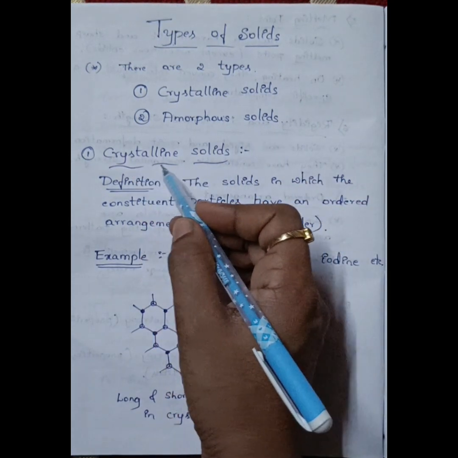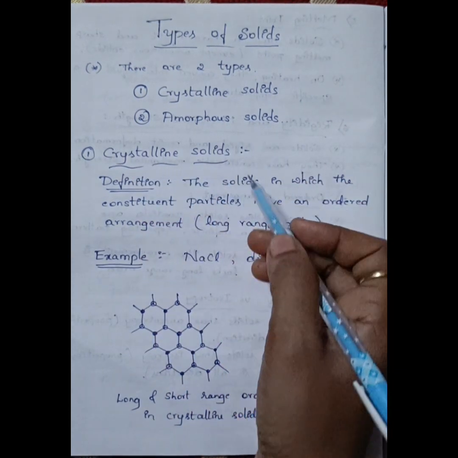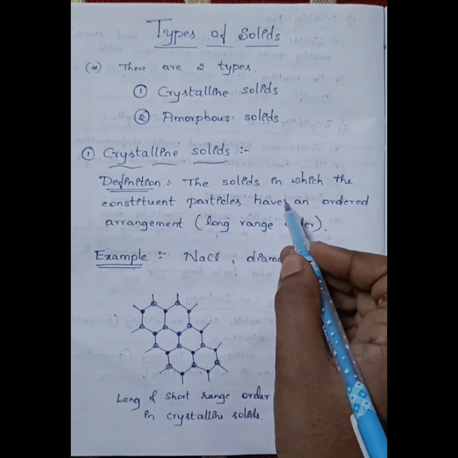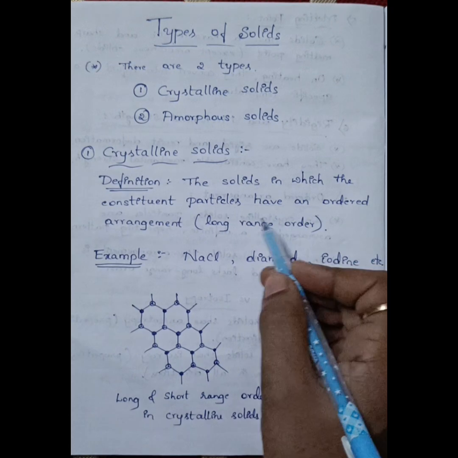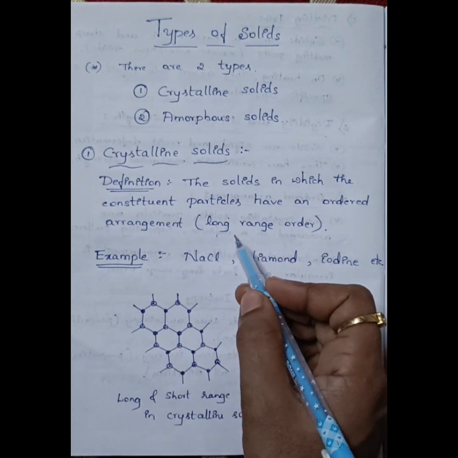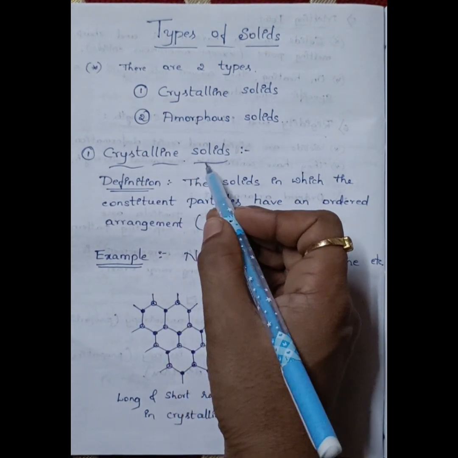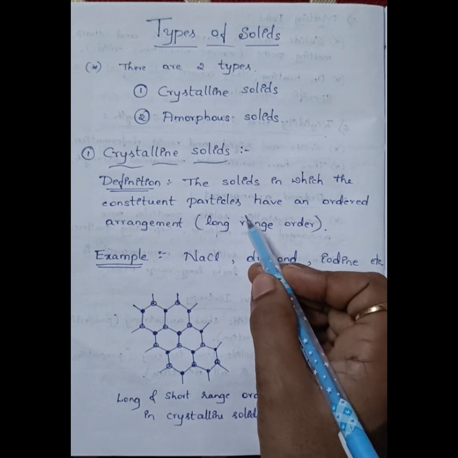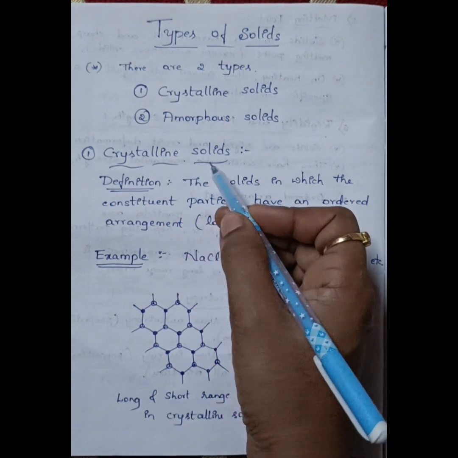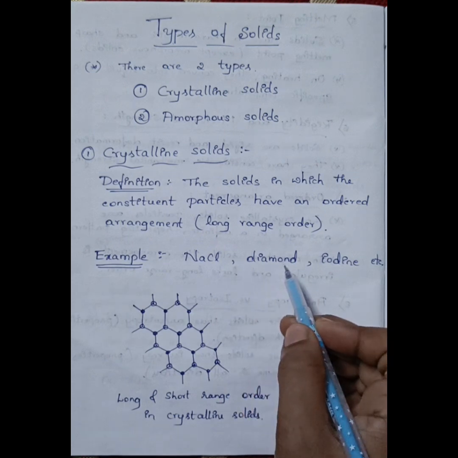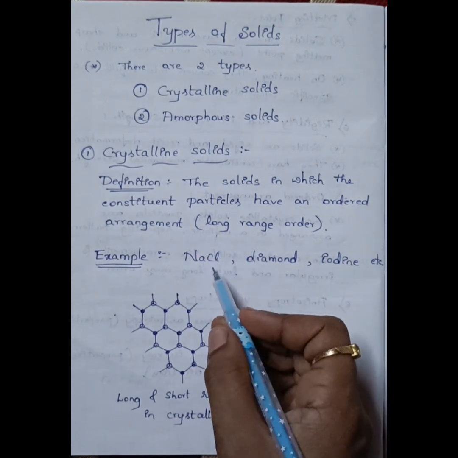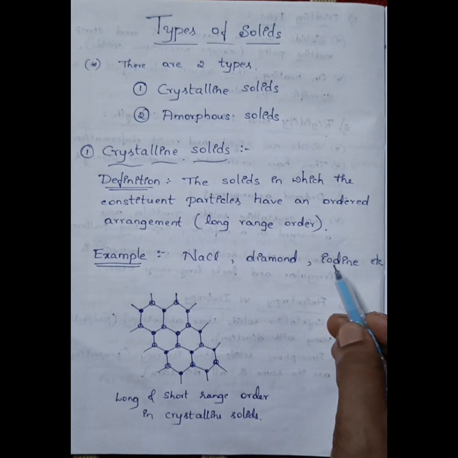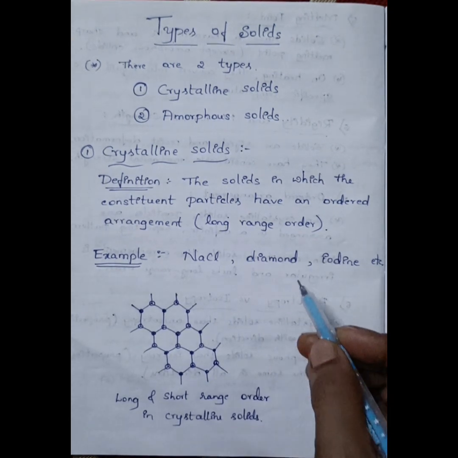The first one is crystalline solids. So what are crystalline solids? The solids in which the constituent particles have an ordered arrangement are called crystalline solids. So if the constituent particles are orderly arranged, then they are called crystalline solids. Some examples of crystalline solids are sodium chloride, diamond, iodine, etc.